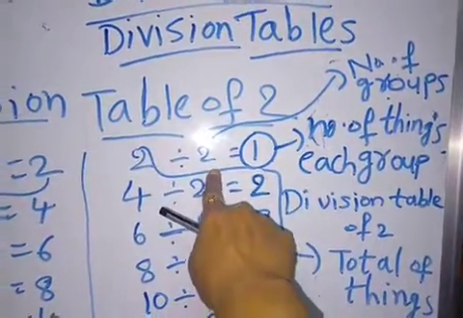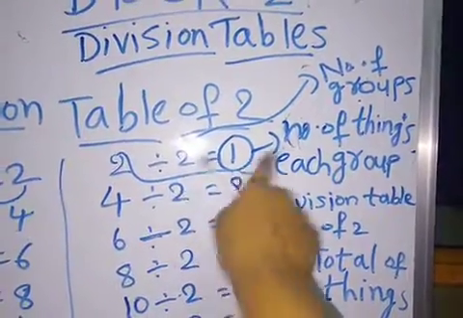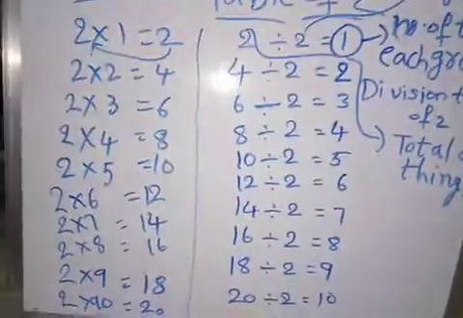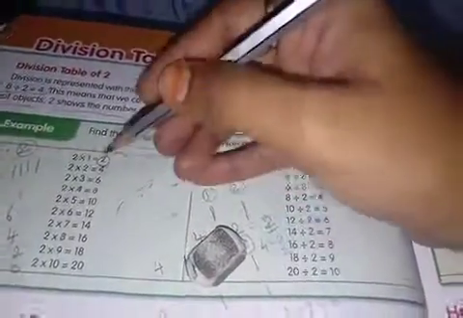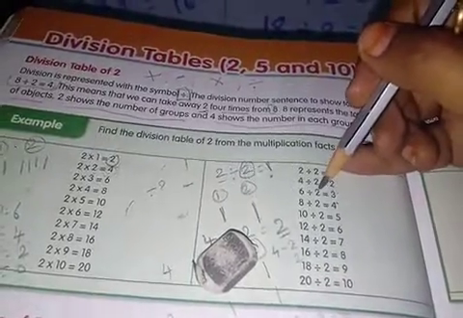This is total number of groups, total number of objects. Doing this one, you will get the number of things in each group. Copy this in your notebook, compulsory. You have to learn this table also. Division table of 2. Using the multiplication table 2, this is how we make the division table.